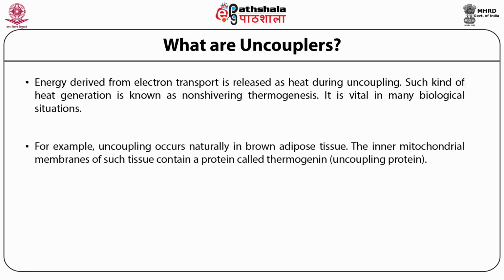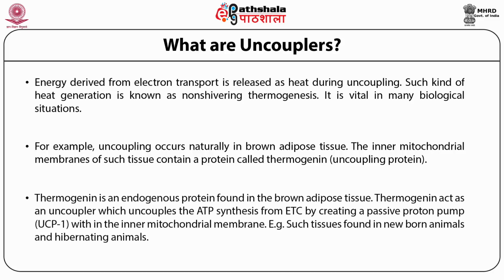For example, uncoupling occurs naturally in the brown adipose tissues. The inner mitochondrial membrane of such tissues contains a protein called thermogenin. This thermogenin protein is recognized as the uncoupling protein. This thermogenin protein acts as an uncoupler. Due to its mode of action, there will be uncoupling between the electron transport and oxidative phosphorylation.